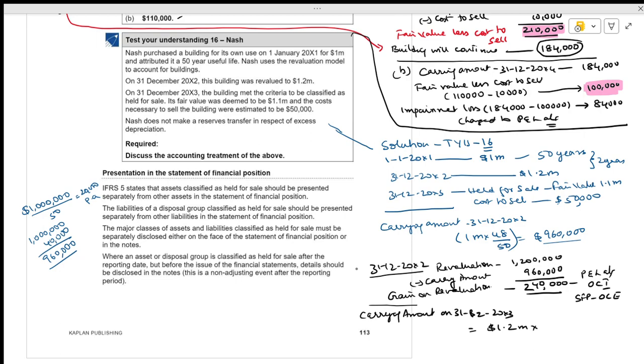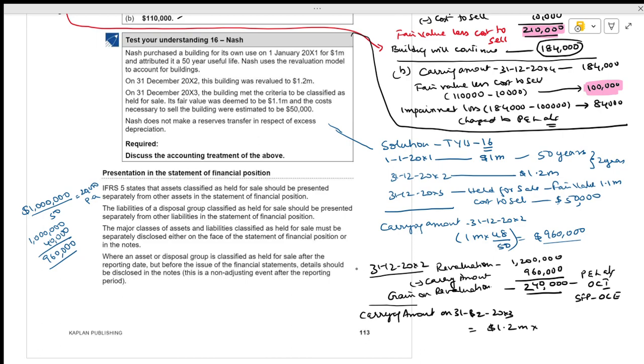1.2, is it right? 1.2, how many years are... 3/50. 1.2 is how many remaining years are there? 48 years, is it right? 48 years are remaining.